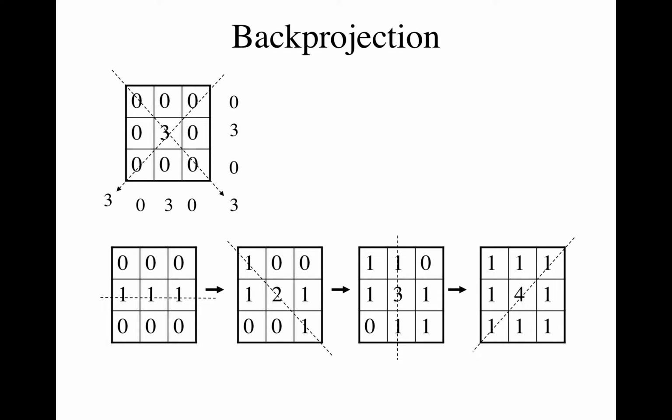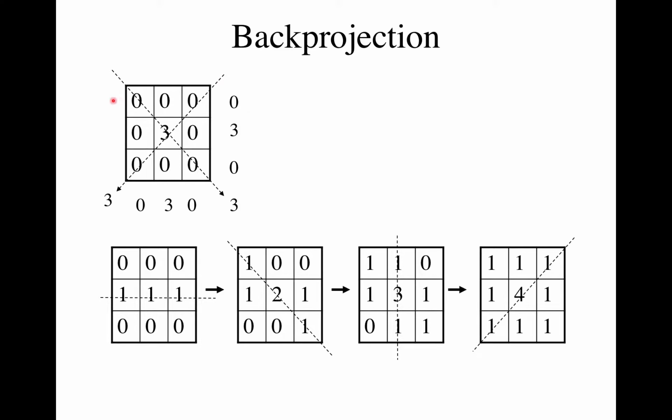How do we use those projections to create a picture of the two-dimensional object? And our two-dimensional object is a map of the linear attenuation coefficients as a function of position in the xy plane. What we're going to look at is a very simple way of creating a picture using those projections. And this simple way is called back projection.